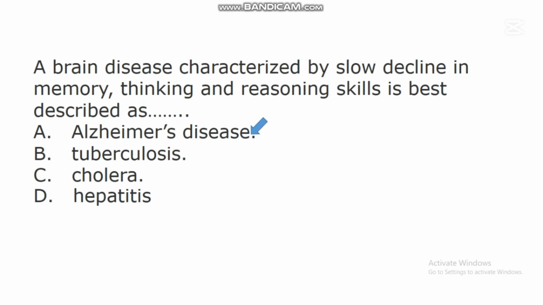Alzheimer's disease is one of the brain diseases, and studies have shown that when an individual is suffering from this disease, there will be a slow decline in memory of that person. There will be a slow decline in thinking and even reasoning. All these things are facts about Alzheimer's disease.